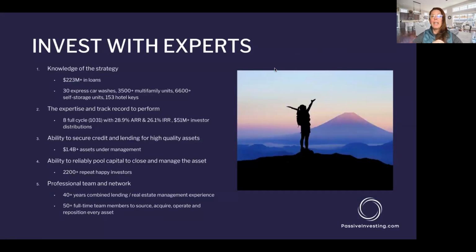But again, guys, above all else, look for operators that have the expertise and the knowledge to run this type of investment. They've got the knowledge of the strategy. Like we've deployed over $223 million in loans, over 1,150 loans. We have our systems and our team built out. We have a track record and history of taking deals full cycle with a track record of performance. We have the ability to pool capital very readily. And we have over 40 years combined of lending and real estate management experience, including our full-time team, ready to assist our investors.